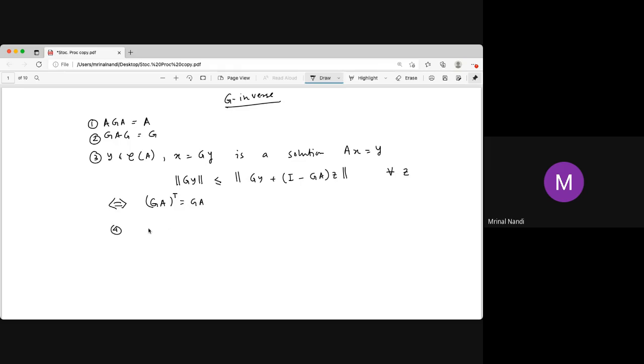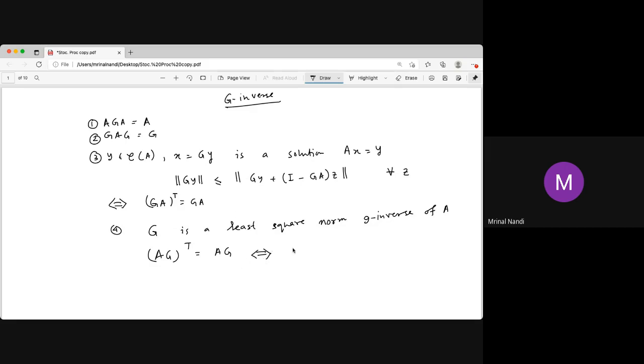And what is the least square G inverse? G is a least square G inverse of A, of suitable order, where the square of the norm is the least, if AG transpose equals AG. But this is just the definition, and the idea is this. This is if and only if an equivalent condition holds.